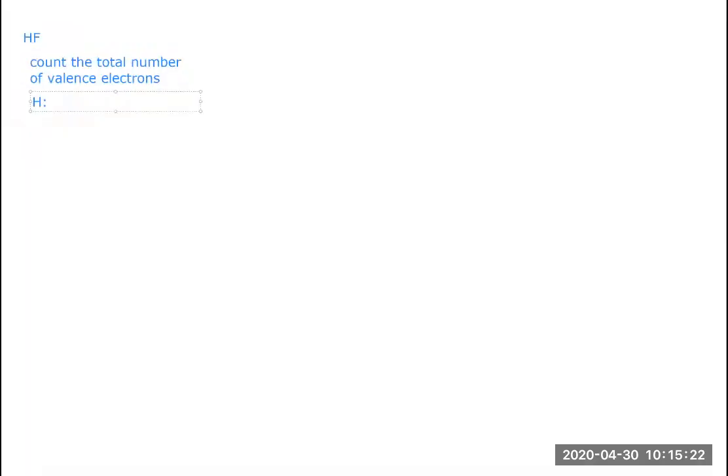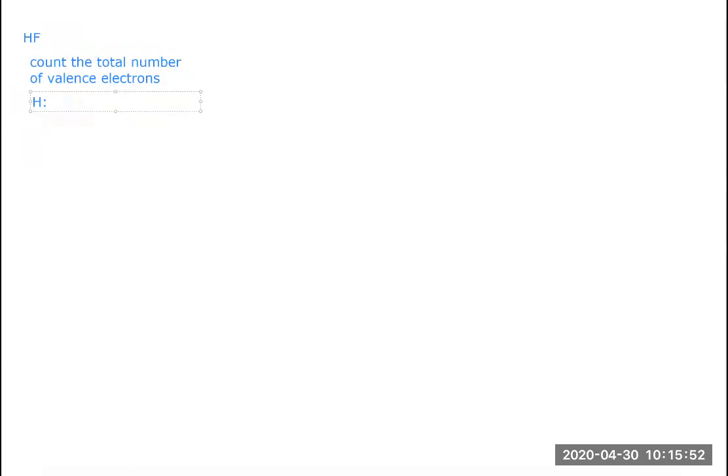Okay. So we will do the Lewis structure of HF as the first molecule. And the first step is to count the total number of valence electrons. For this, you need your periodic table. And remember how for the main group elements, the A groups, the group number is equal to the number of valence electrons, right? So that's how we will get the number of valence electrons for each element.